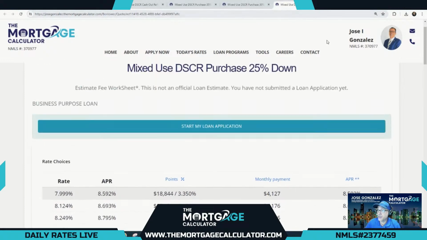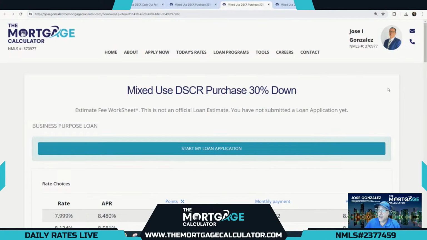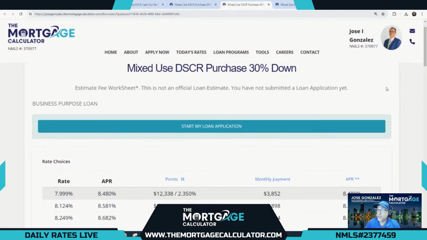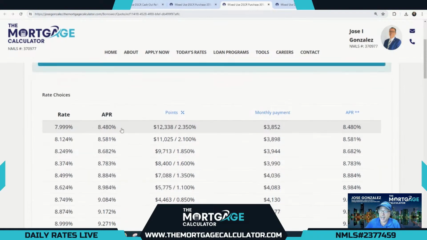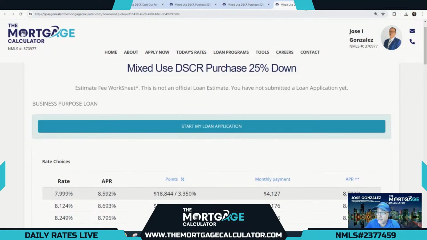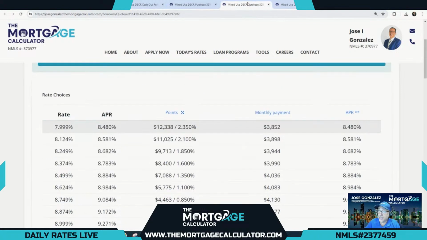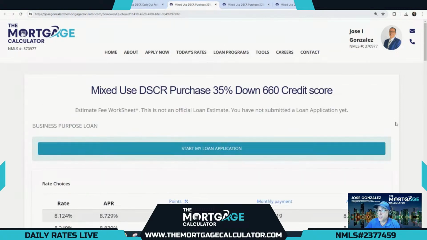This is at the max LTV of 75, and now this is lowering the LTV to 70. You do get more options, right? Now the par rate drops to 9.124 and 7.999, which is the lowest rate possible, but now that costs you 2.35 points instead of 3.35 points. So the borrower saves a substantial amount of money there at a little bit lower down payment.